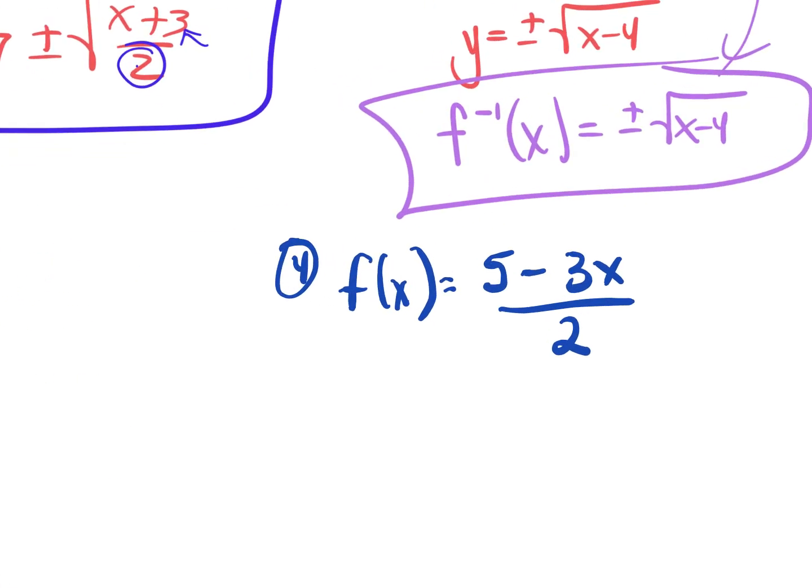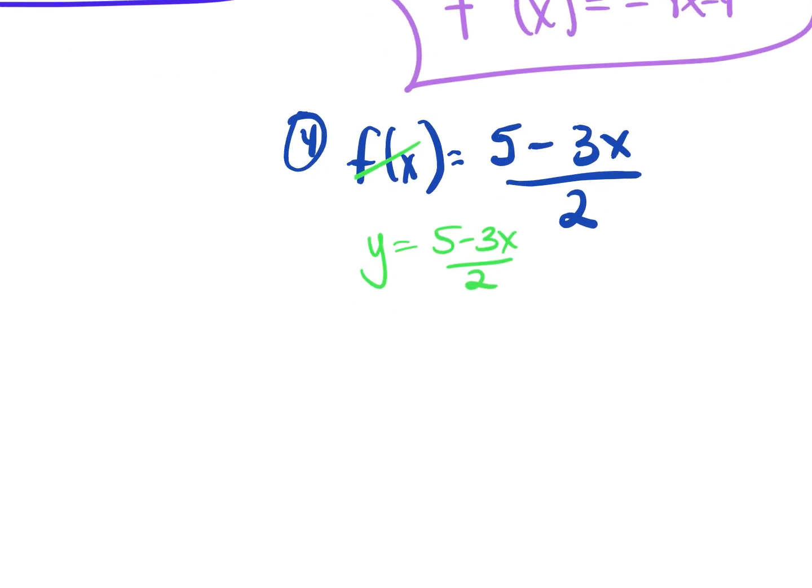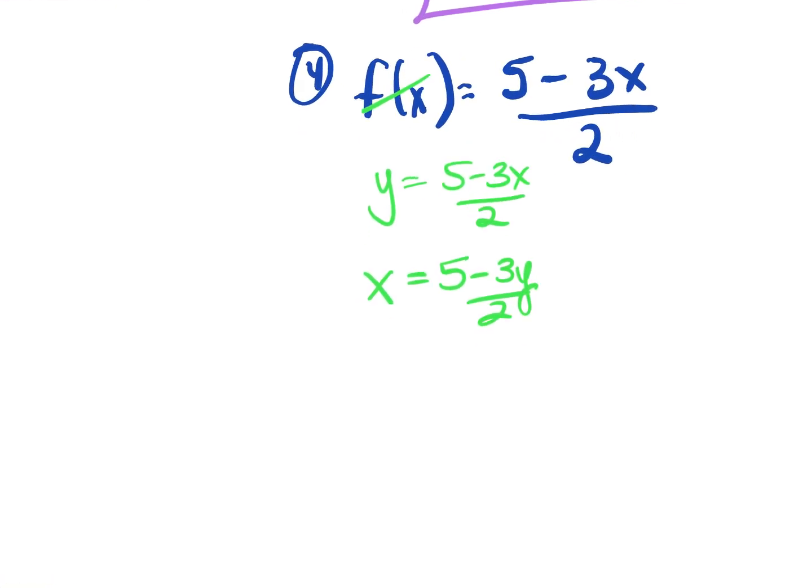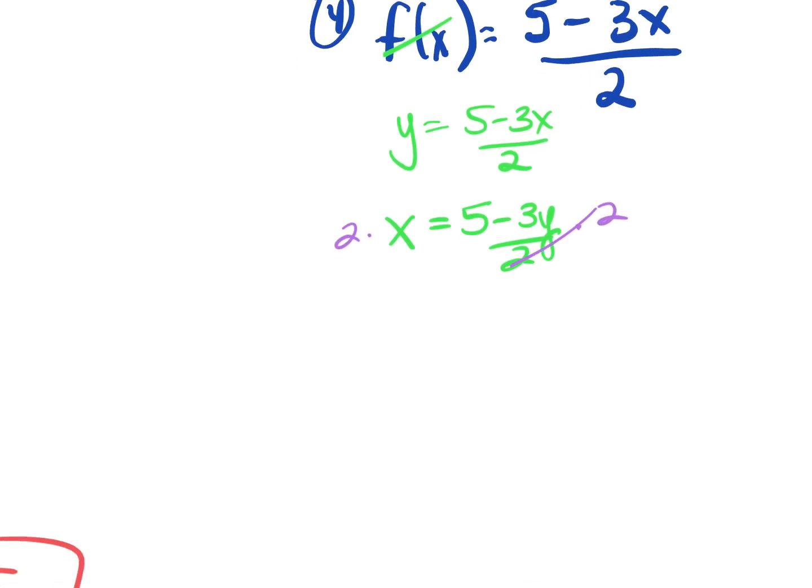Okay, guys. Lastly, we're going to look at this one. Again, we're going to just undo everything. All right, I'm going to start off by saying, okay, I've got to replace f of x with y. So I have 5 minus 3x divided by 2. Now we're going to switch the places of x and y. So x equals 5 minus 3y divided by 2. Now we're going to go ahead and isolate y. So to get that divided by 2 out of the denominator, we're going to multiply both sides by 2. So 2x equals 5 minus 3y.